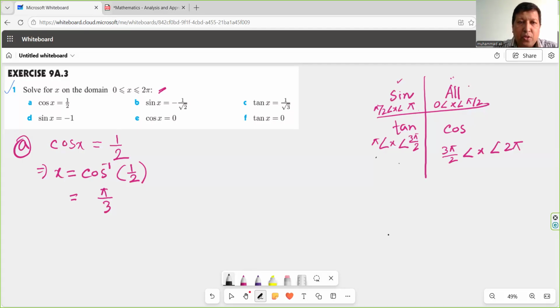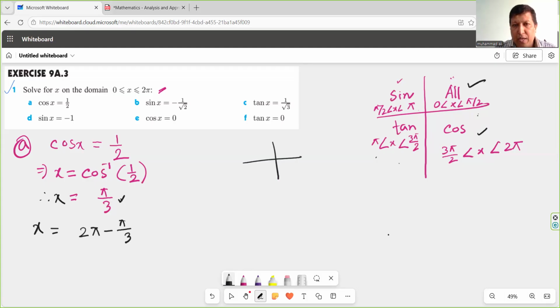Now x we get here, x equals pi by 3. This is in the first quadrant. Cos is positive in the first quadrant and fourth quadrant. So if we want to find another result where cos is positive, we will take 2 pi and subtract pi by 3.